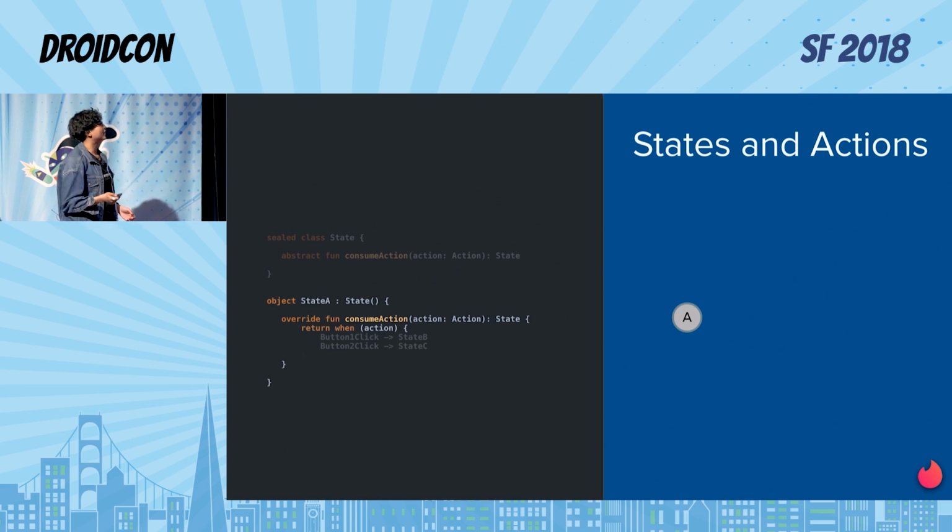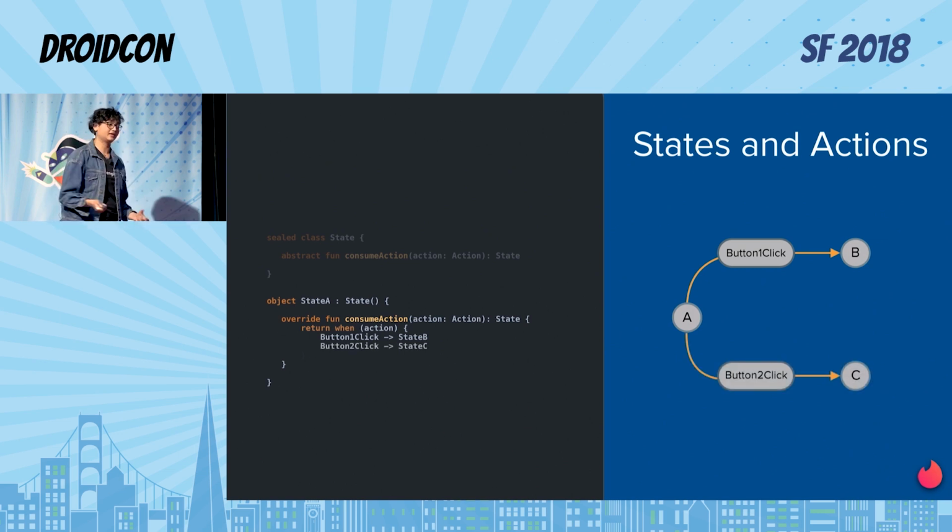So let's see what happens when, in this state, you click on button 1. We want to say that when you click on button 1 from state A, you go to state B. Similarly, when you click on button 2, let's say that we want to go to a third state called state C.